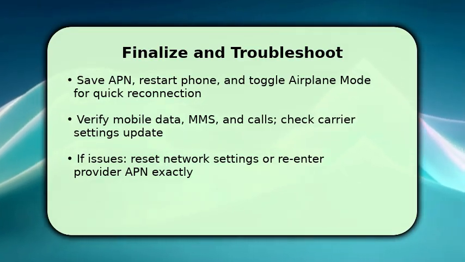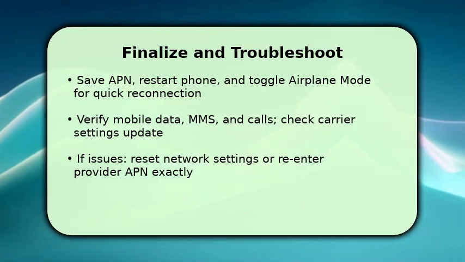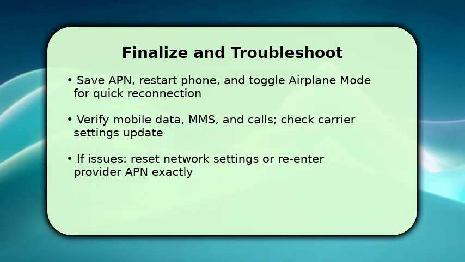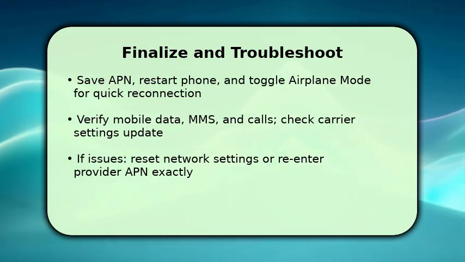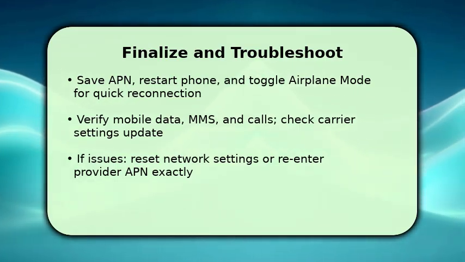If things go wrong, reset network settings to default and then re-enter the provider APN exactly as supplied. This fixes most mismatches. If persistent, contact carrier support with your APN and device model details.